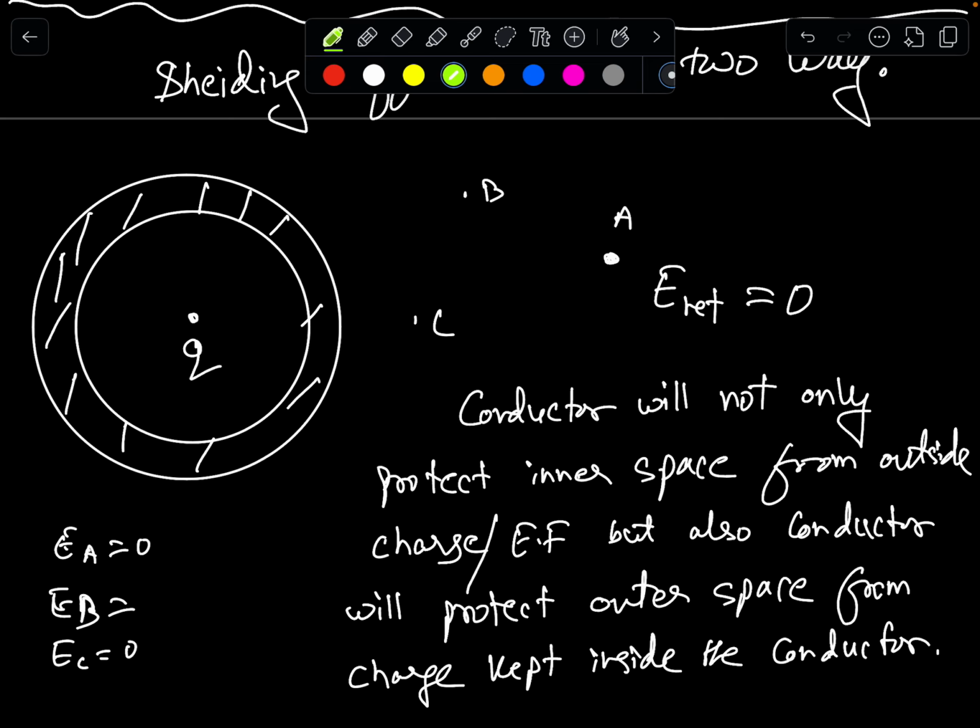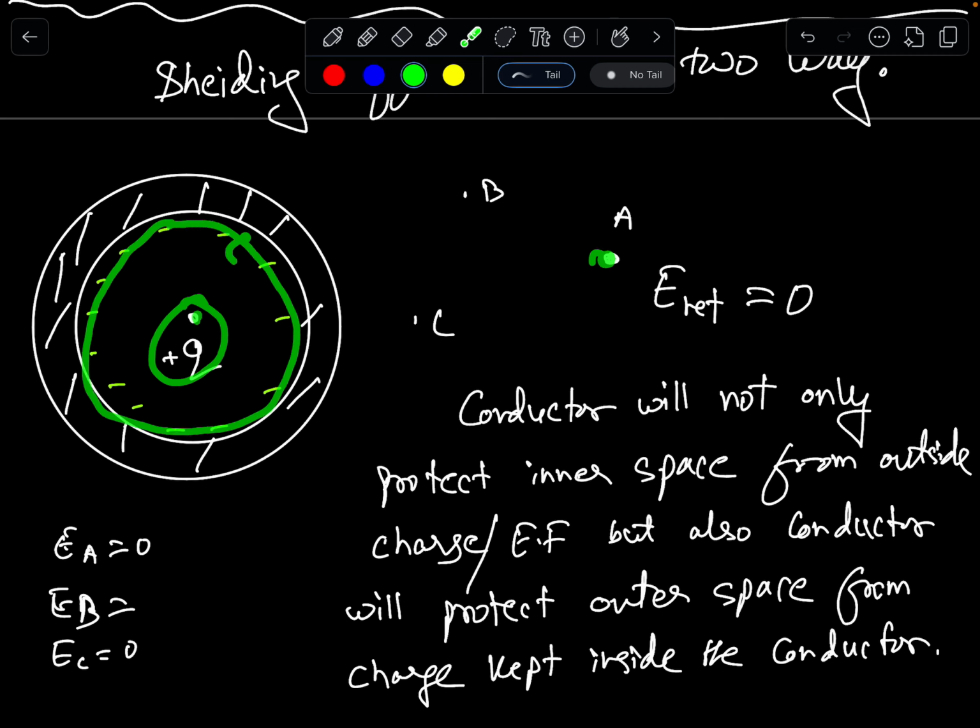Now we see this charge Q is there. So this charge will ensure that there is an induced charge on the inner surface. As this is a positive charge, on the inner surface there will be a negative charge induced, and this minus charge will basically shield the outside space from this inner charge plus Q. This minus charge will make sure that whatever electric field this charge is producing at A, the negative charge is producing exactly that electric field at A in the opposite direction.